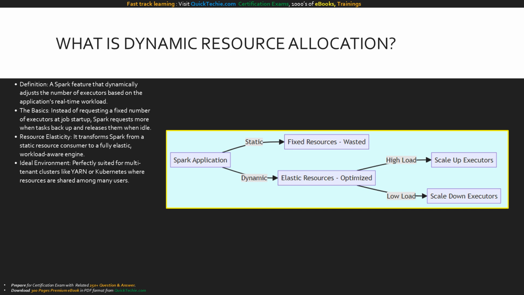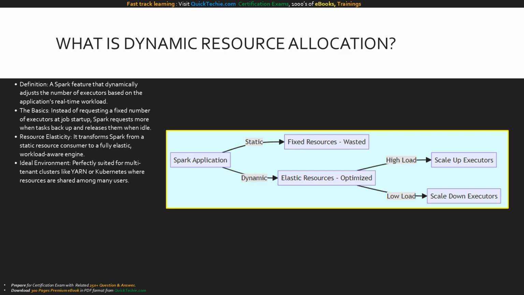As noted in our first bullet, it dynamically adjusts executor count based on your real-time workload. If your job experiences a sudden burst of data, DRA requests more executors. Once the heavy lifting is done and those executors sit idle, DRA gracefully releases them back to the cluster manager. This elasticity is absolutely critical when you are operating in multi-tenant environments like YARN or Kubernetes, as it ensures you are only using what you truly need.